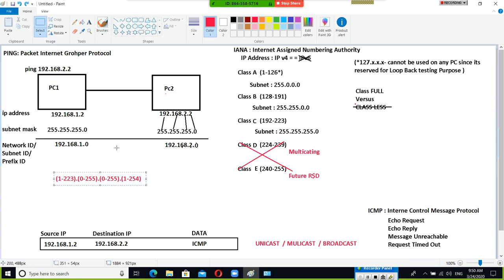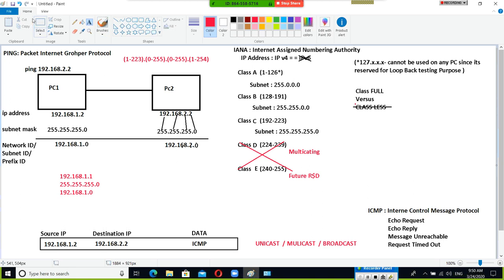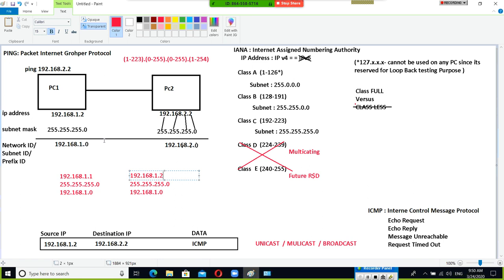I have made some changes in my training, so this will be good for you too. 192.168.1.1 is an IP address that is assigned to one PC. It's quite obvious the subnet mask would be this, and you will agree the network ID would be this. If I ask you for another IP address of another PC that should ping with this, you will copy the network ID as it is and reverse engineer. You will type it like this: 192.168.1.something.